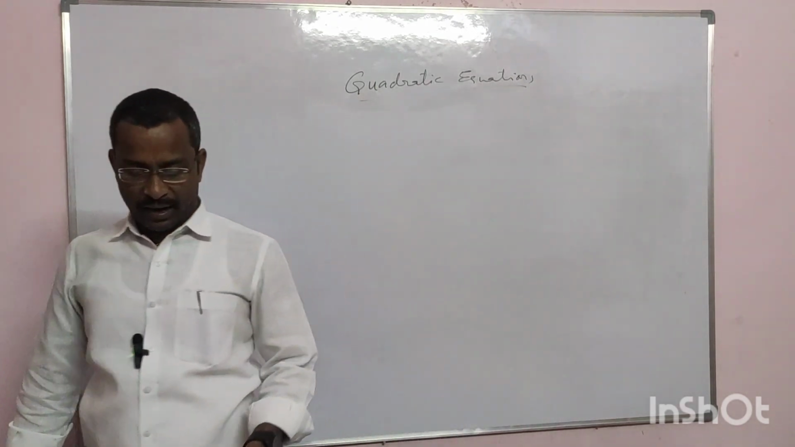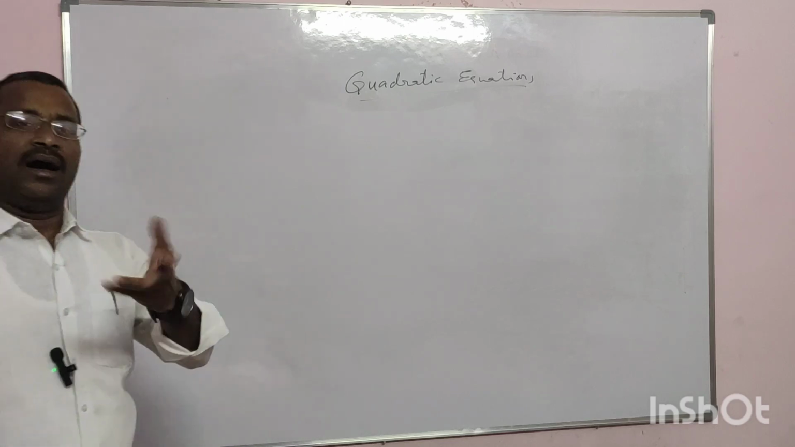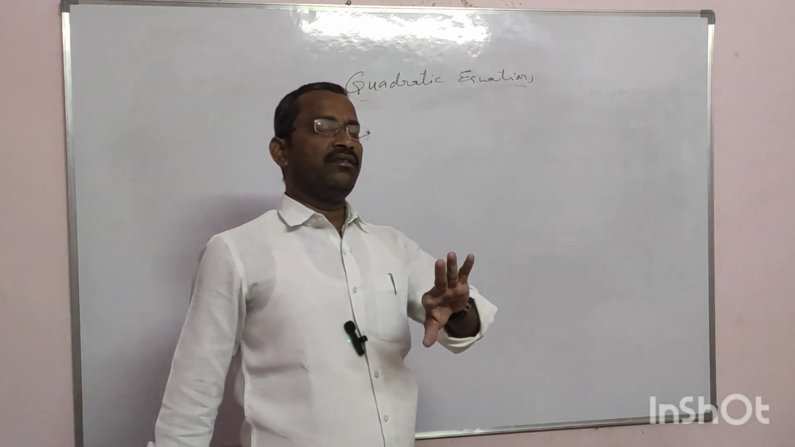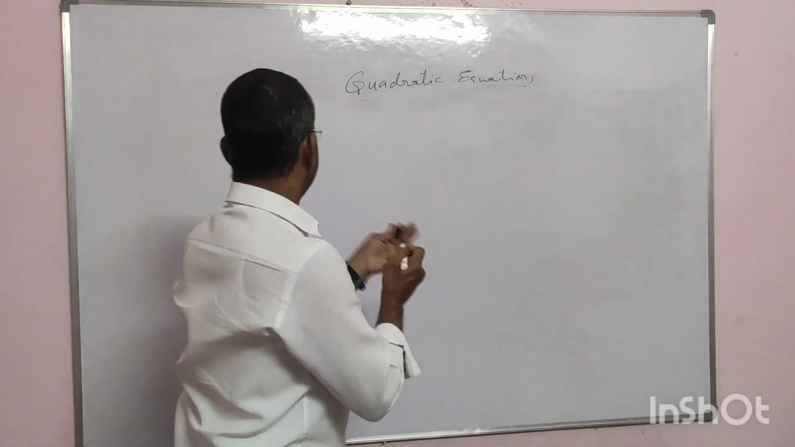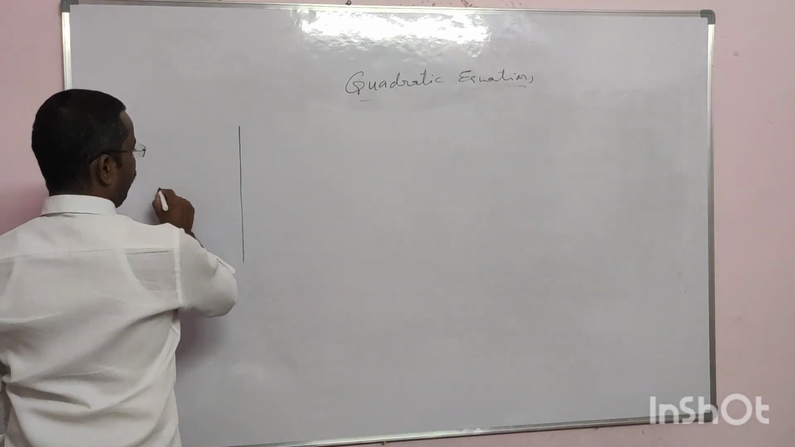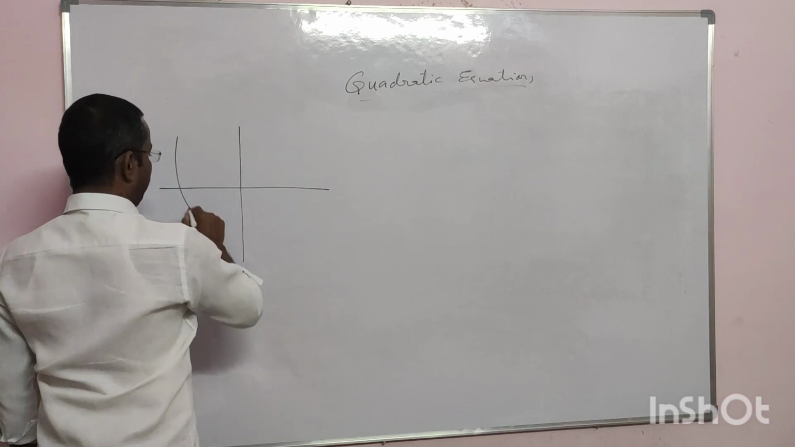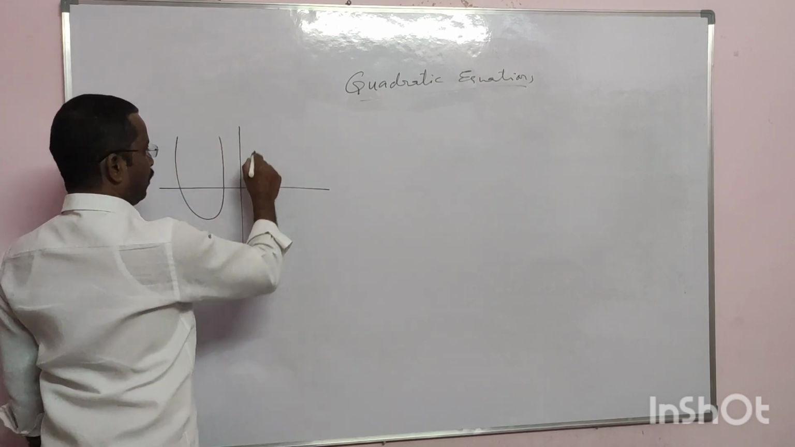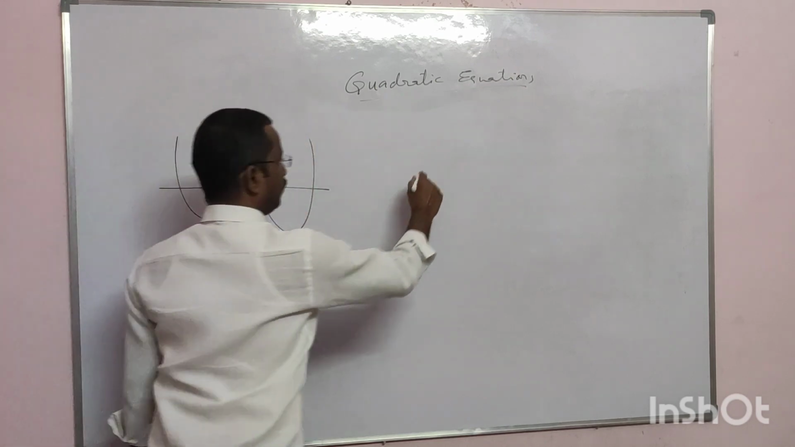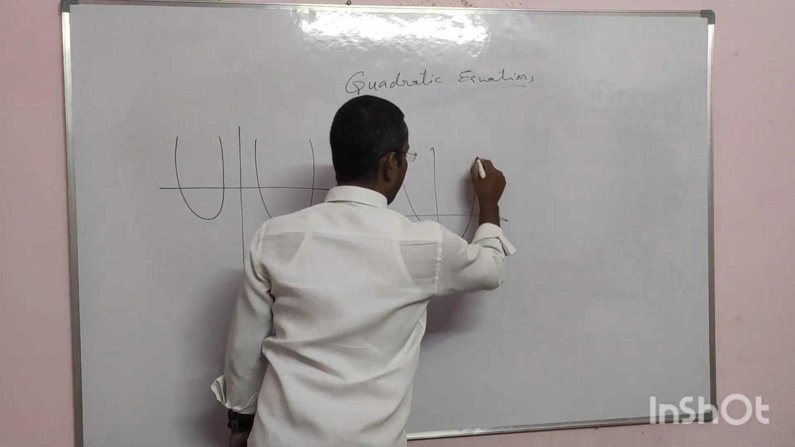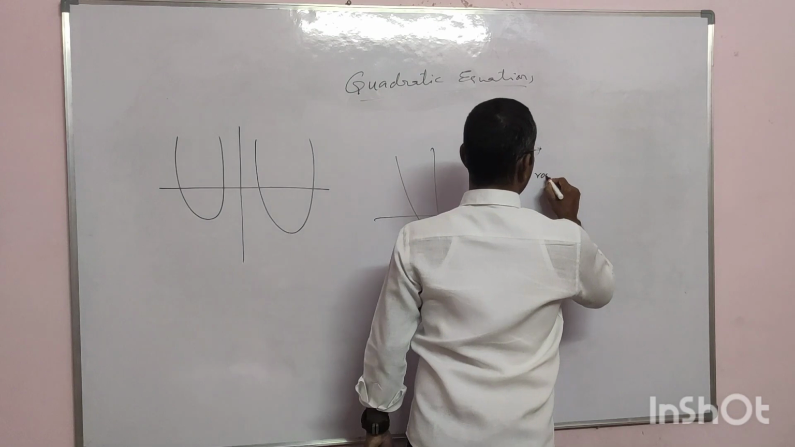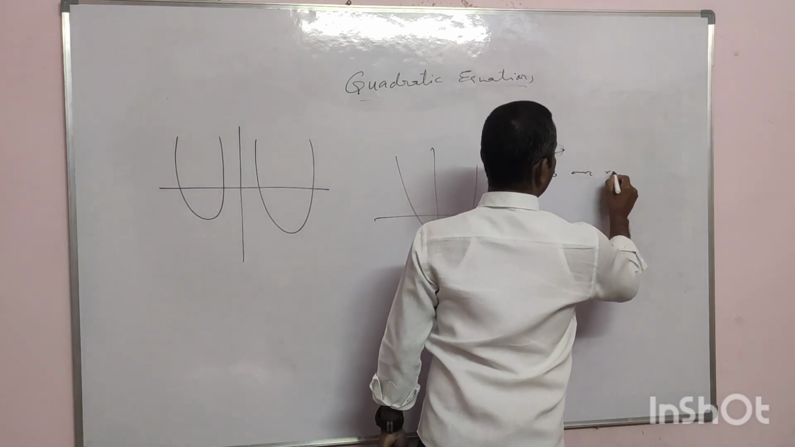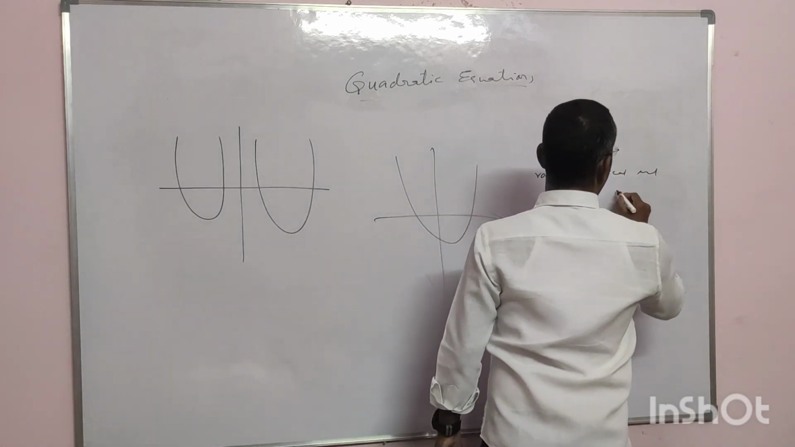Sometimes he is giving the graph or sometimes he is giving the figure, asking whether roots are imaginary, roots are equal, roots are going to be distinct. See, for example, if a graph is like this, either like this or like this or like this, simple thing is roots are real and distinct.